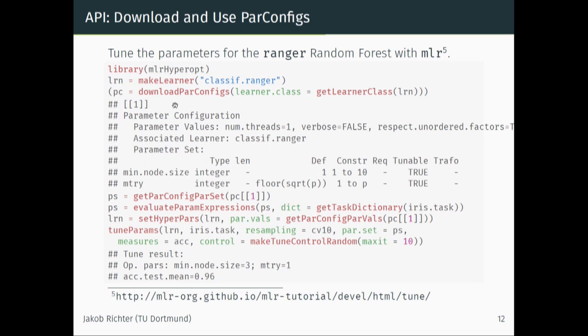Okay, here I just have one proposal. And then I can access this parameter configuration. And here you see that the default and also the constraints depend on p. And p is, in our notation, always the number of variables in the data set. And so first, because this is unfortunately not yet integrated into mlr, we have to evaluate these parameter expressions on the task, which is given here.